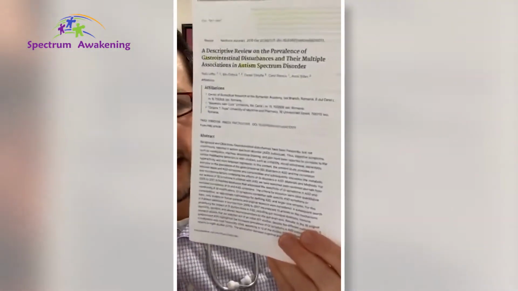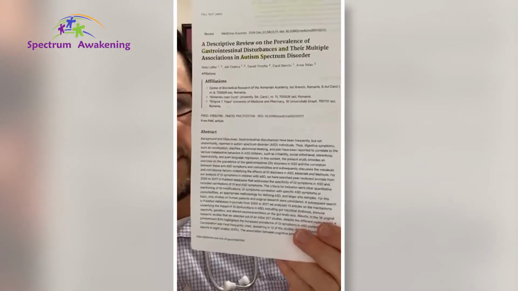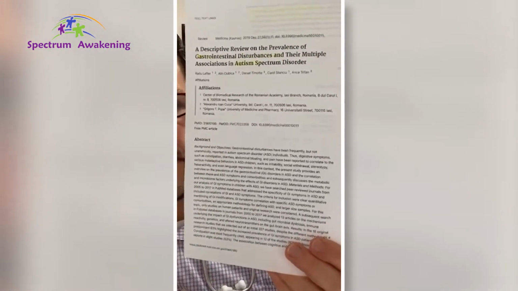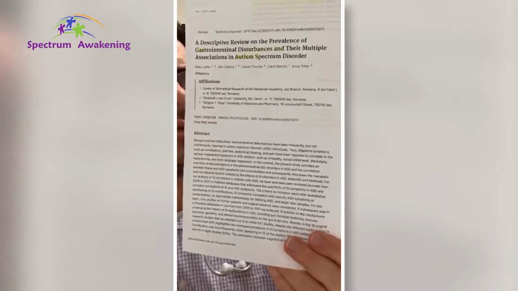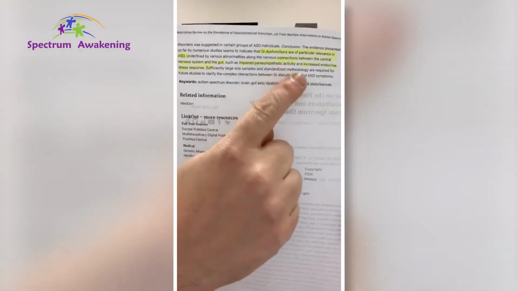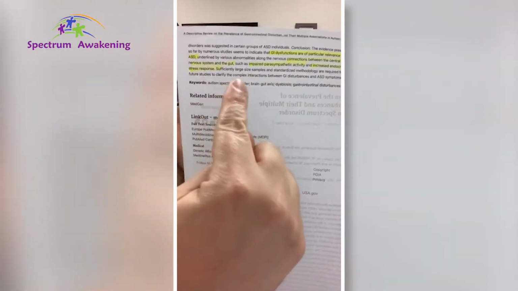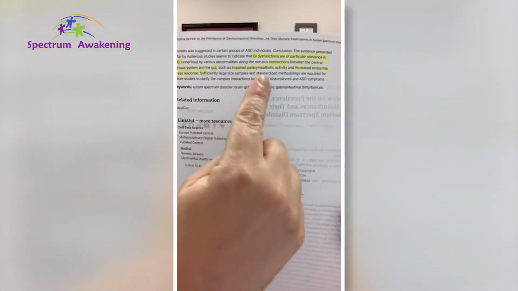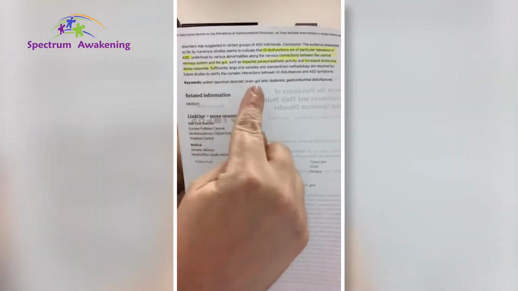The first research study, from 2019, looks at a descriptive review on the prevalence of gastrointestinal disturbances and their multiple associations with autism spectrum disorder. In the conclusion, it talks about how GI dysfunctions are of particular relevance in ASD and autism. There are connections between the central nervous system and the gut, such as impaired parasympathetic activity and increased endocrine stress response. So the stress response is your cortisol.